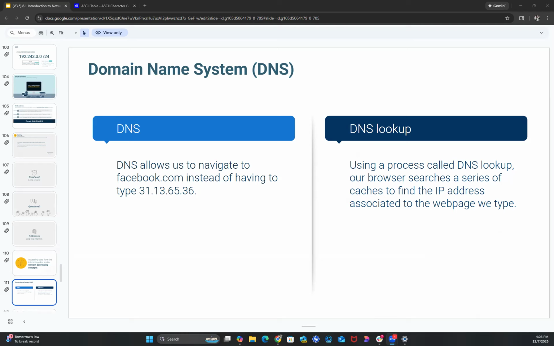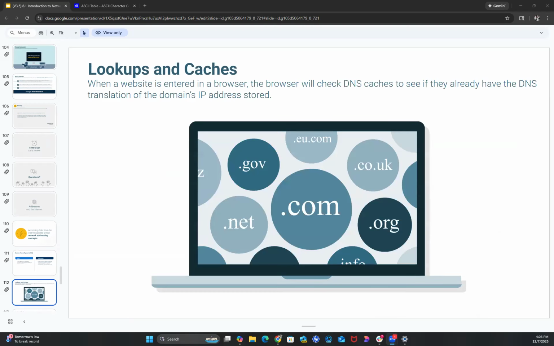So Facebook, in our network, they don't know what Facebook is. They know this is the IP. So who changes this IP? The DNS changes the IP to the name Facebook. This is called the Domain Name System. Thankfully, we just have to remember facebook.com, because DNS translates the domain of the website into the IP address 31.13.65.36.